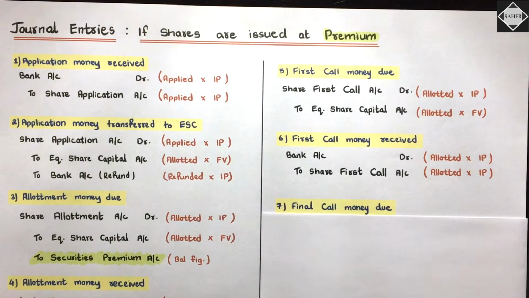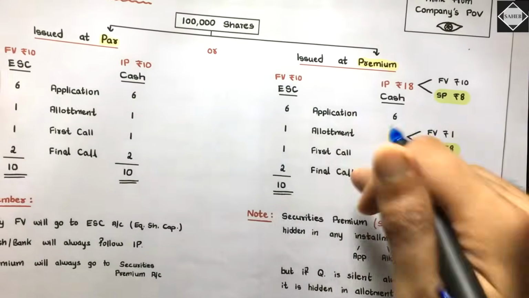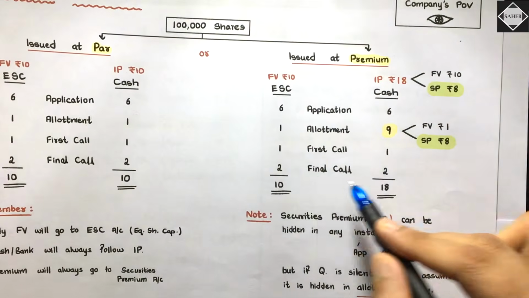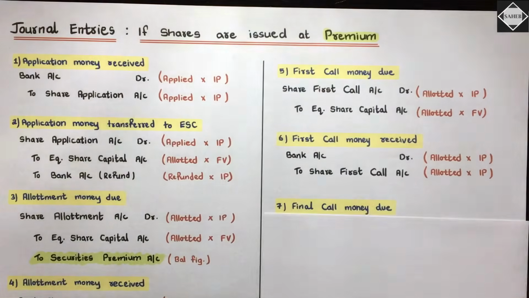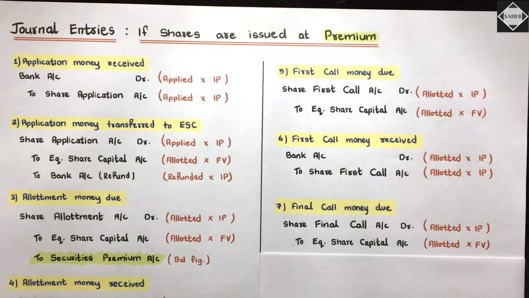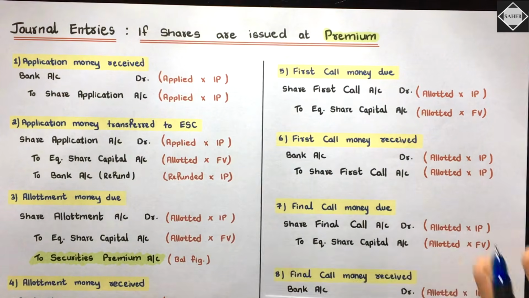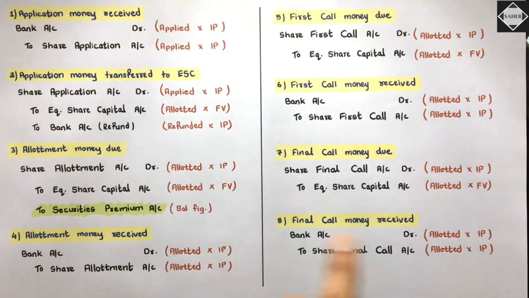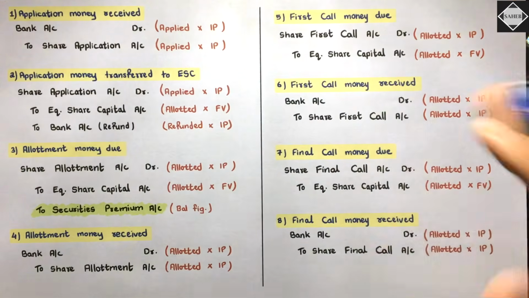Then comes the final call. In final call, what happens? You have to see this breakdown. Always make this rough breakdown. It is very easy to solve all the questions. So final call, 2 rupees are there. Allotted into IP you will do, share final call account to equity share capital. You have increased the capital because of share final call. Then you will receive the money. When you receive the money, money is increasing because of final call. Bank account debit to final call. Is that clear? There is no difference between first call, final call and all. Same like the par entry only.